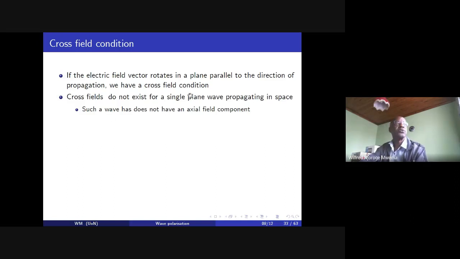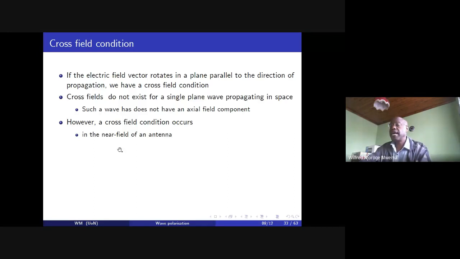Okay, a plane wave we saw is purely TEM. It has no axial field component, that is, there's no Ez or Hz. It has only the transverse electric and the transverse magnetic field intensity components only. And therefore, cross field is not possible. We can get cross field conditions when, one, we are looking at the near field of an antenna. That is, if we look at the field that is being radiated very close to the antenna, a cross field condition may occur.